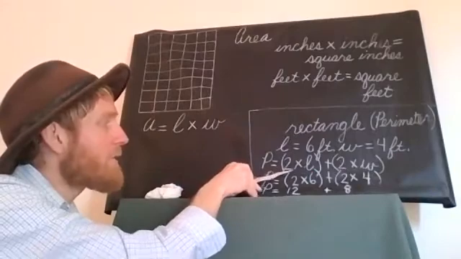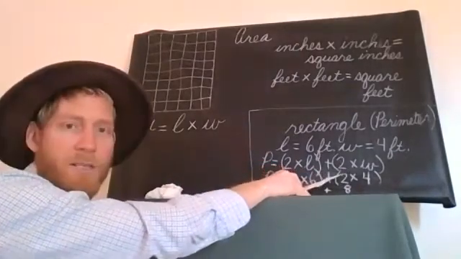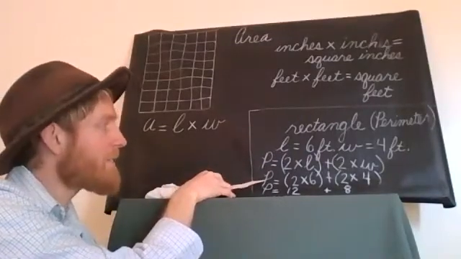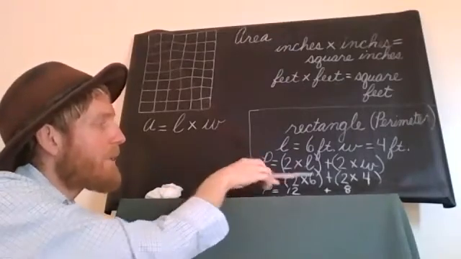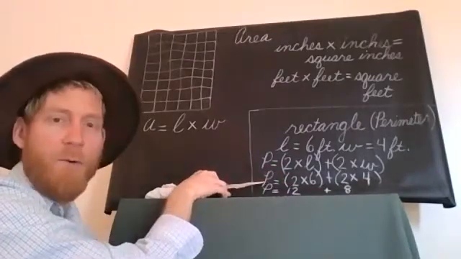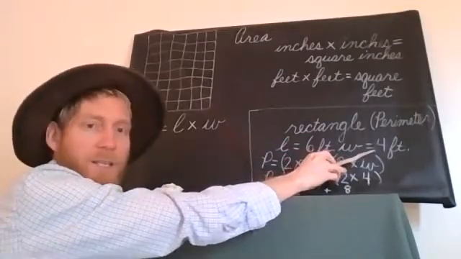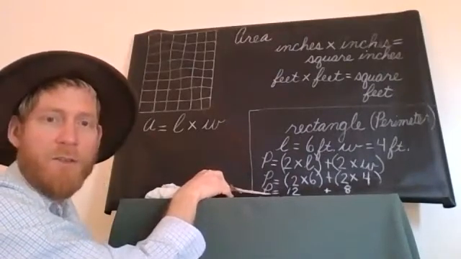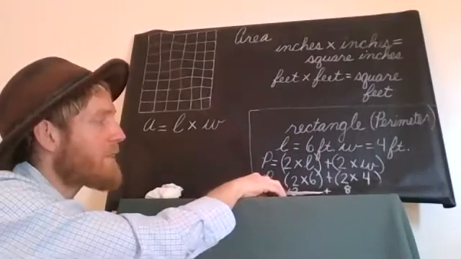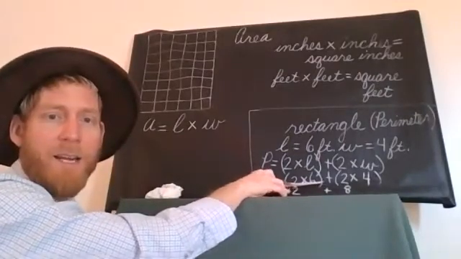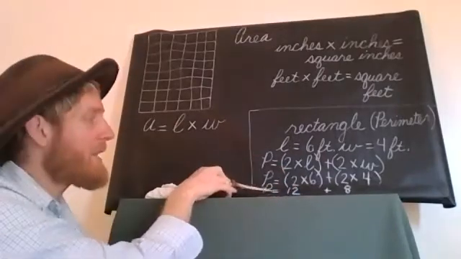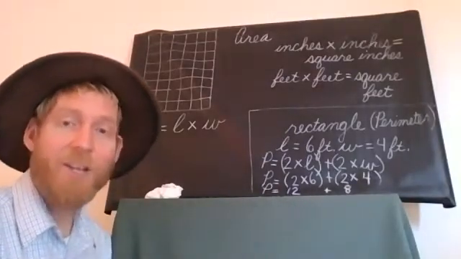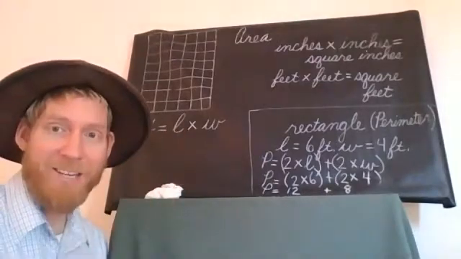P equals 2 times length plus 2 times the width. P equals 2 times 6, because length was 6, plus 2 times 4, because the width is 4. And so put the numbers in there. Well, 2 times 6 equals 12, and 2 times 4 equals 8 there. And so add them together. 12 plus 8. What's 12 plus 8? Good job. 20. You should know that as well.